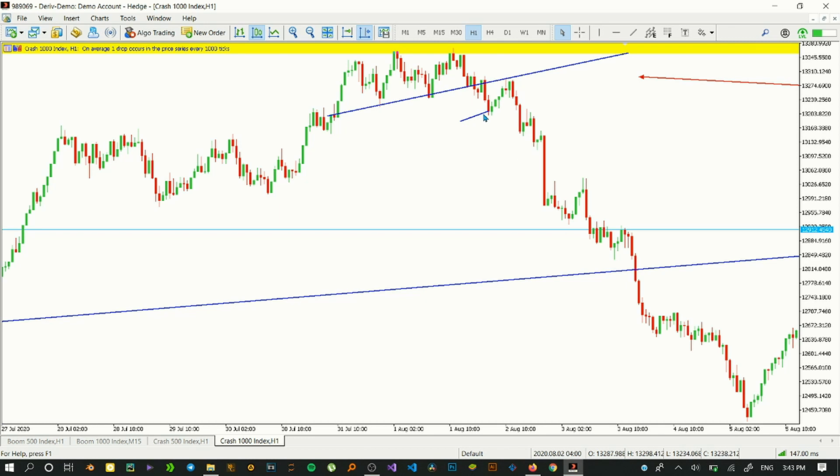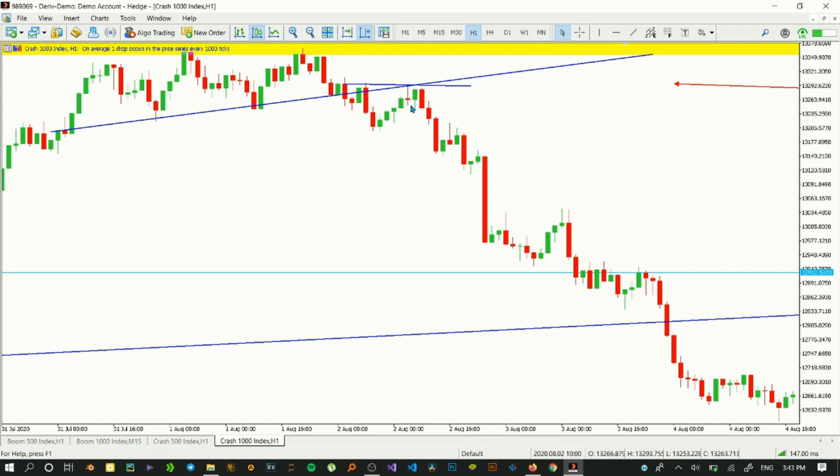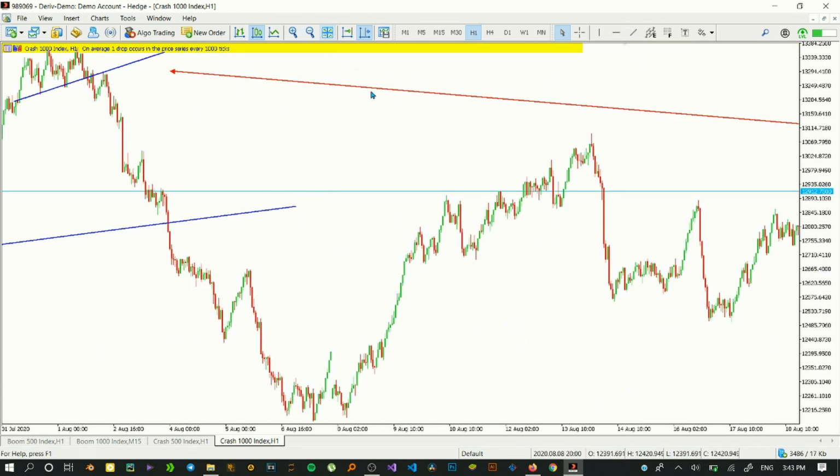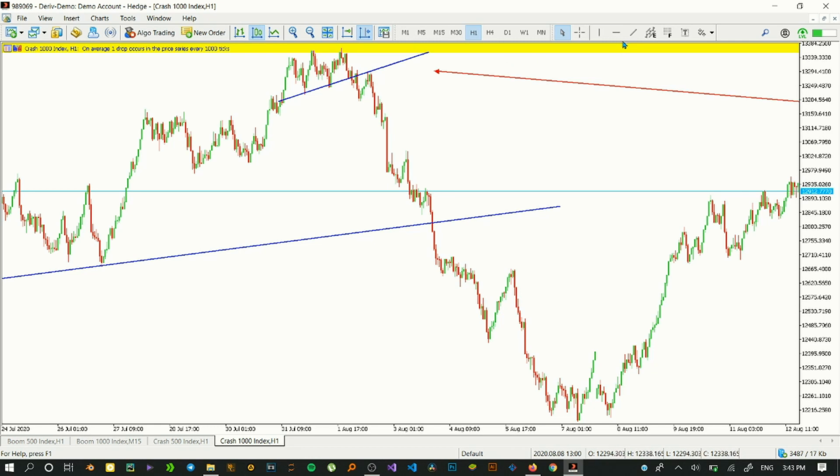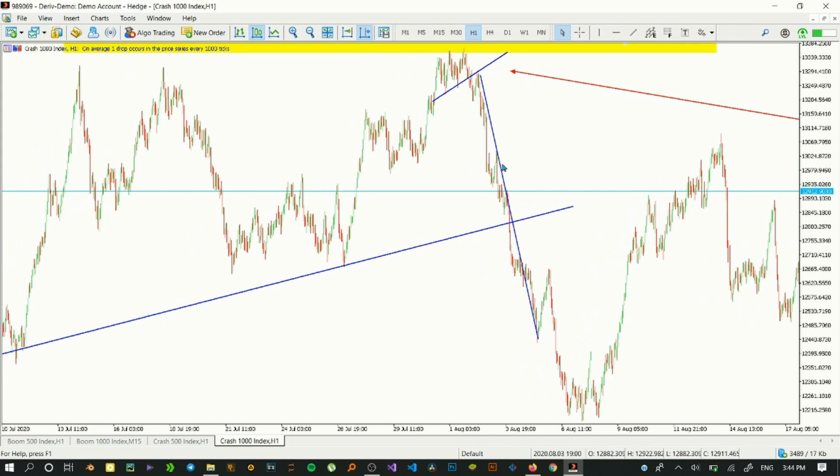But if you're not greedy and you wait for the market to retest, you went up and retested on this level. So what I did on this red candlestick: as soon as the market rejected here on this red candlestick, I entered around here. I took my sell entry around here. So the market, as I told you, went all the way down. So let me show you where my take profit was.